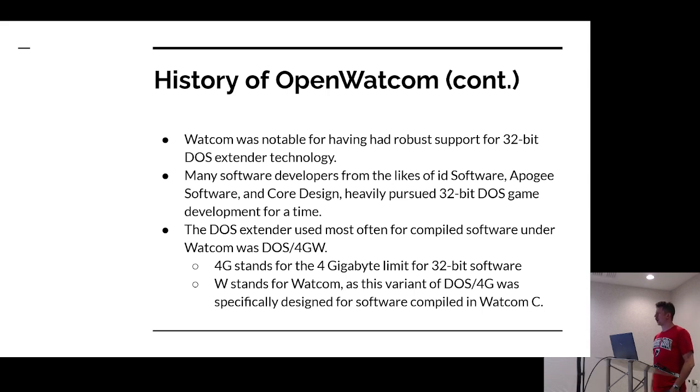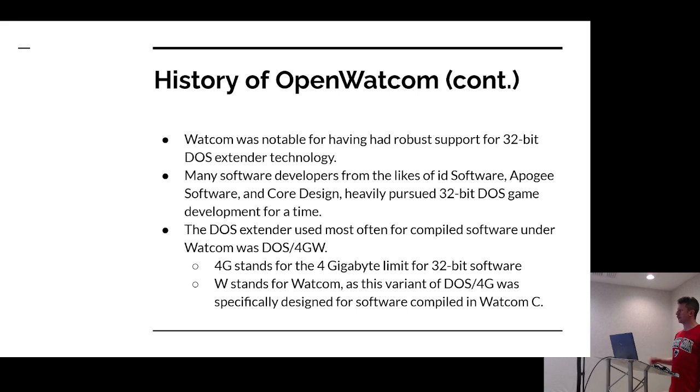And the DOS extenders used most often for compiled software were under Watcom, where it was used DOS4GW. So what does that even mean? What is DOS4GW? The 4G in the name stands for the 4 gigabyte limit for 32-bit software, because when you unlocked the protected mode in Intel 386 processor and above, you had a flat memory model that could address up to 4 gigabytes of memory.